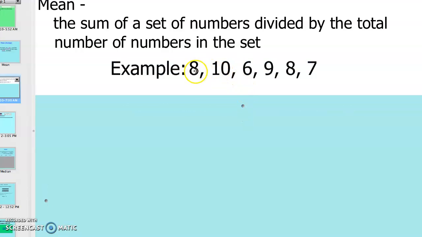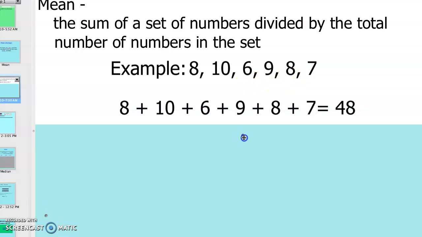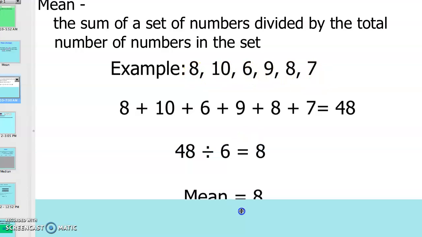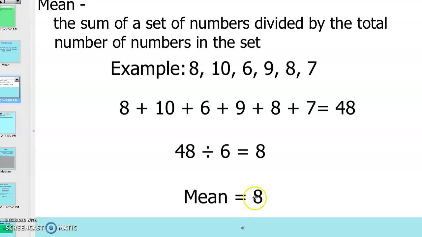So here's your example: 8, 10, 6, 9, 8, and 7. Step 1, we add all the numbers together. When I add them all up, I get 48. And then I divide by the number of numbers that I have. So 1, 2, 3, 4, 5, 6. I have 6 numbers. So 48 divided by 6 is 8. Therefore, the mean is 8.